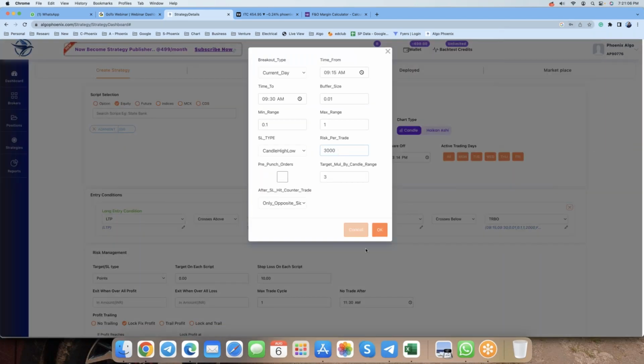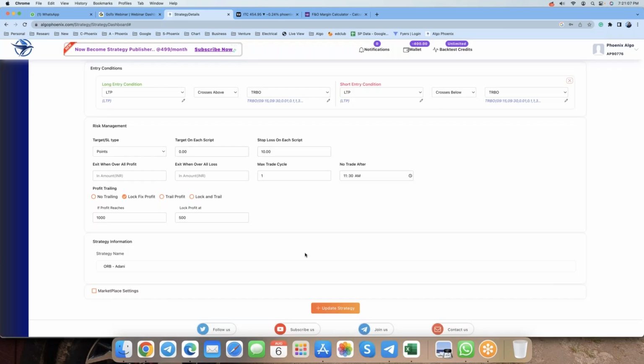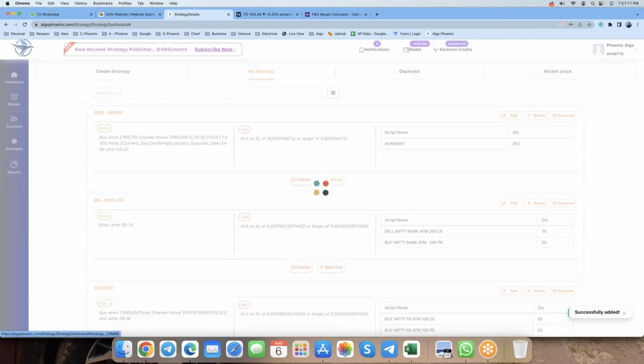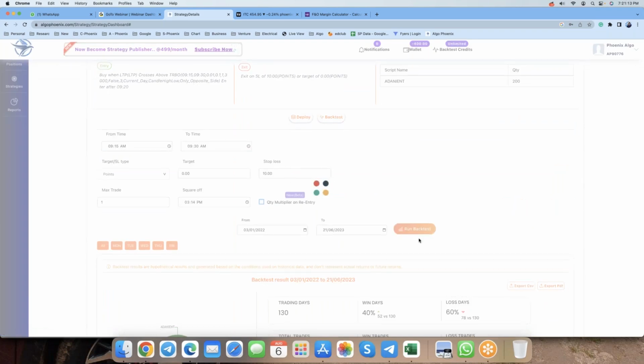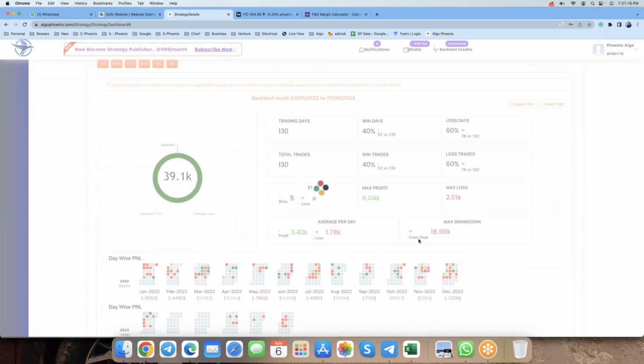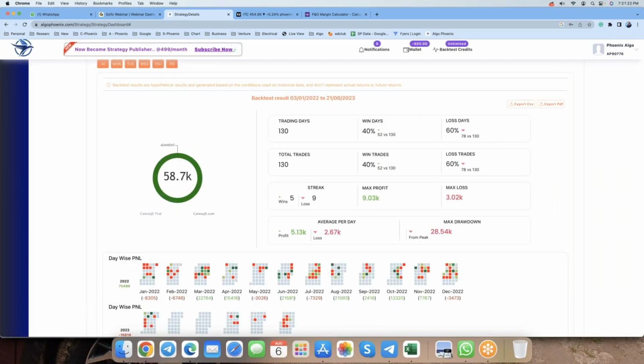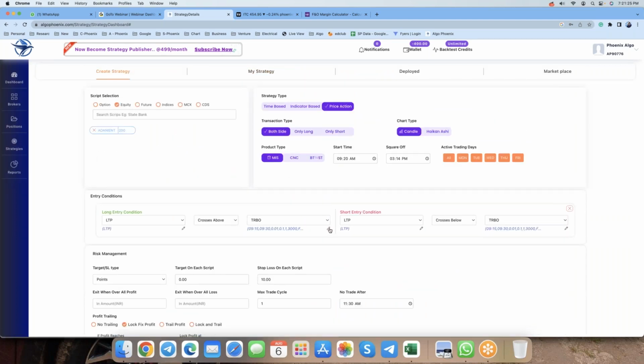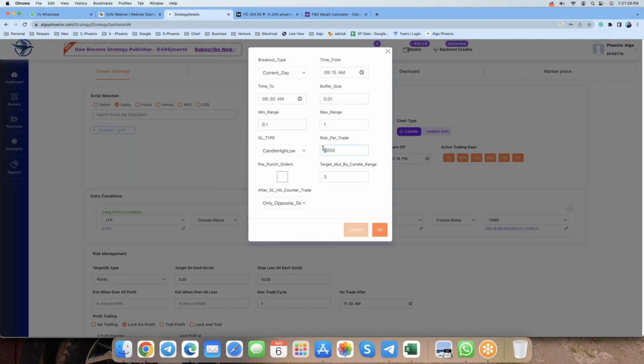So this is how you start creating a favorable strategy for yourself. You need not depend on somebody else. Just sit and try a lot of combinations. Now we have increased the loss limit to 3,000 rupees, and profit also increased. So now we have to keep more buffer because of the stock size.